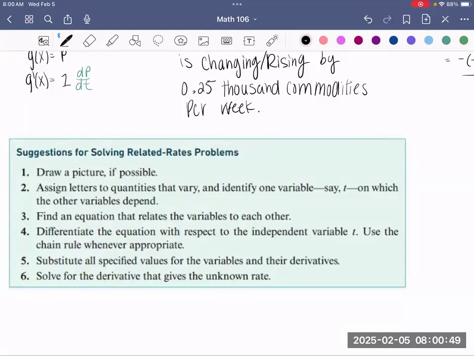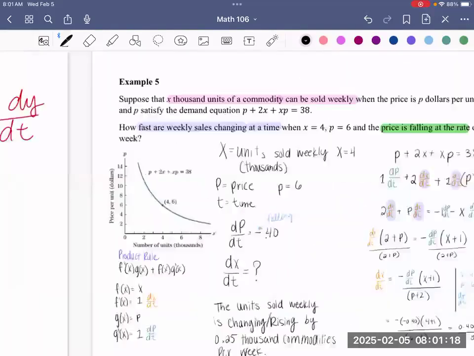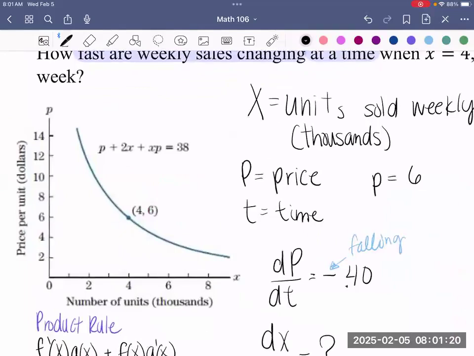Assign letters to quantities that vary and identify one variable, say t, on which the other variables depend. Find an equation that relates the variables to one another. Differentiate the equation with respect to the independent variable t. Use the chain rule whenever possible. Substitute all specified values for your variables and their derivatives, and then solve for the derivative that gives our unknown rate.